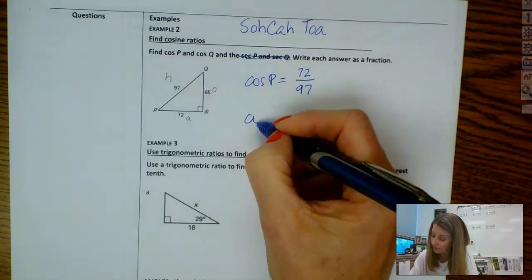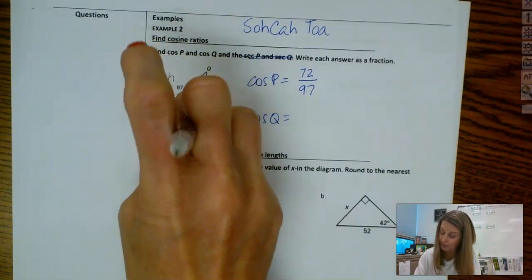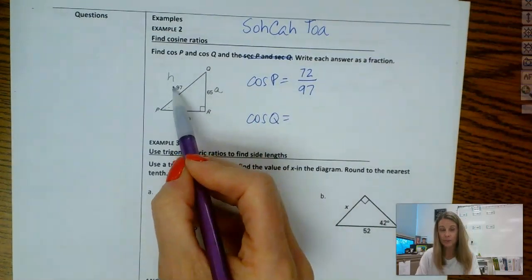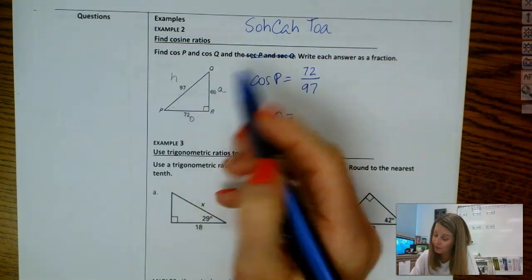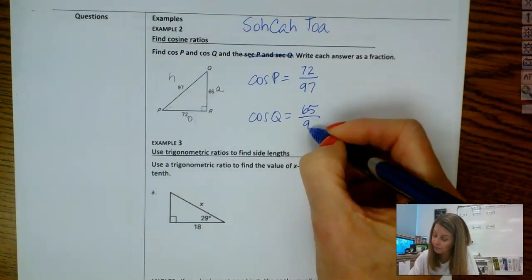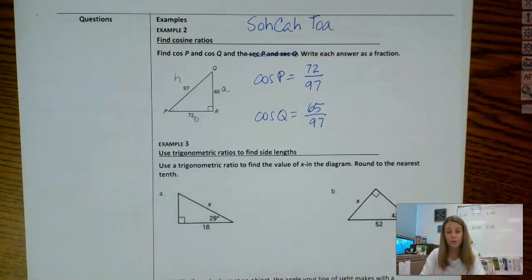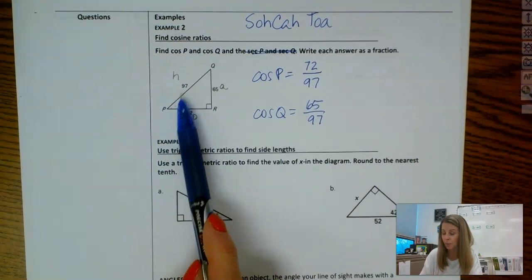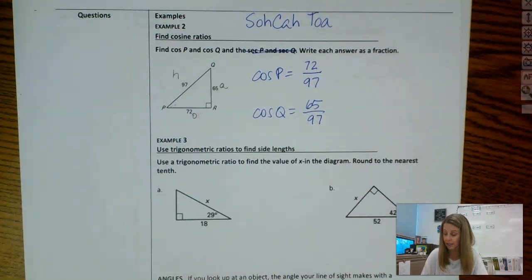Okay, cosine of Q. All right, if I'm standing at Q, now my opposite and adjacent are going to switch. Adjacent, hypotenuse is good. So cosine is adjacent over hypotenuse, so from Q, it's 65 over 97. All right. So what we're going to do with the cosine and sine is we're going to set up equations and solve for missing sides. So what we'll have is we'll be given one of the acute angles and then one side length, and then we're going to use the SOHCAHTOA ratio to set that up. Okay, let's look at number 3.